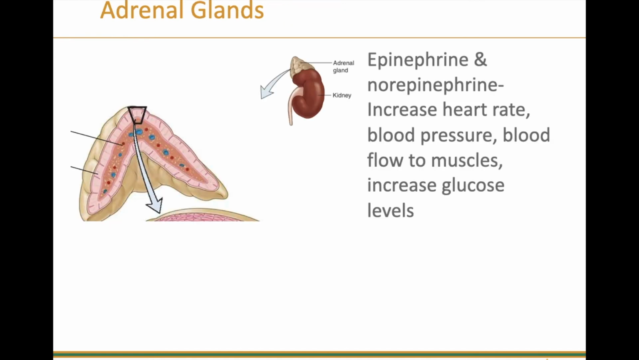Next, we're going to talk about the adrenal glands. Two parts of the adrenal glands. So the outer part is called the adrenal medulla. Adrenal medulla releases epinephrine and norepinephrine. These used to be called adrenaline. Their effects, they increase heart rate, increase blood pressure, increase the blood flow to muscles, and increase glucose levels in the blood so that our muscles have plenty of glucose for energy. It's preparing us to either run away or fight.